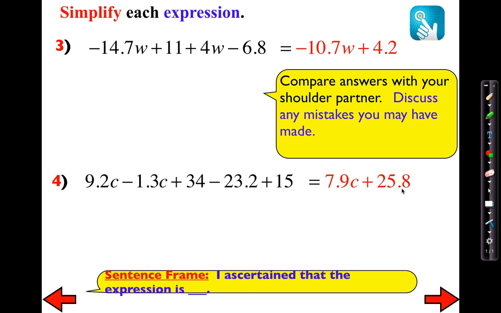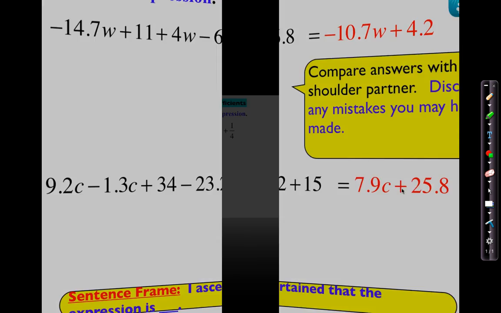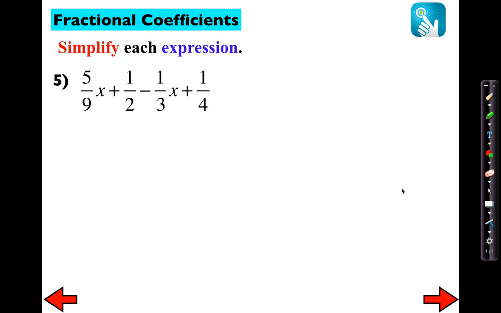Now, if you're not sure how I got these answers, you might want to go ahead and rewind and check numbers 1 and 2 again to see what I did there. So we're now going to go ahead and move on to the next problem. Okay, so for number 5, the last one we were working with decimal coefficients. Now we're working with fractional coefficients.